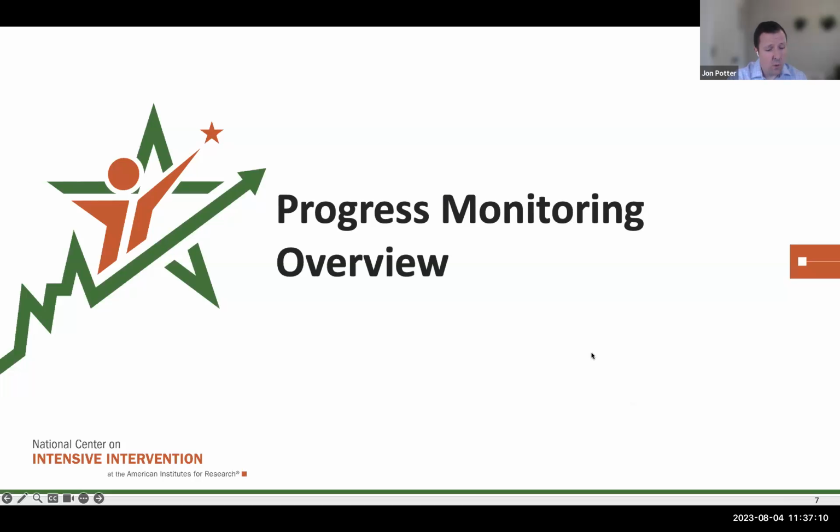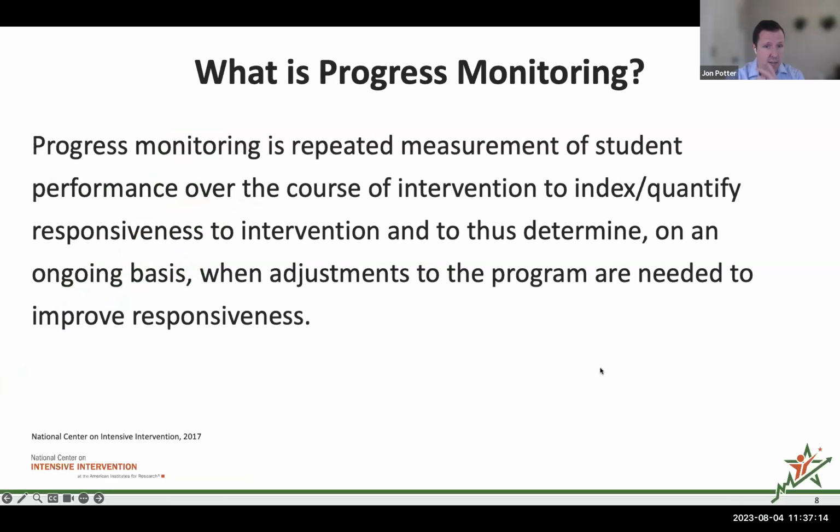All right, so we'll start off with a general overview of progress monitoring and what it is. Many of you know this, but it's really repeated measurement of student performance over time. As we're delivering an intervention, it should be linked to that intervention. It's used to tell if students are responsive to the intervention and determine if we need to make changes to that. So the key thing here is that progress monitoring is linked to interventions. We should use it on a frequent basis to see if our interventions are working.